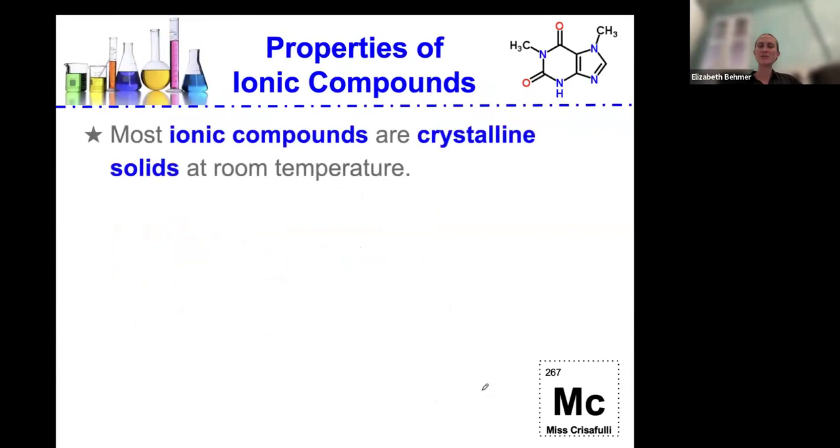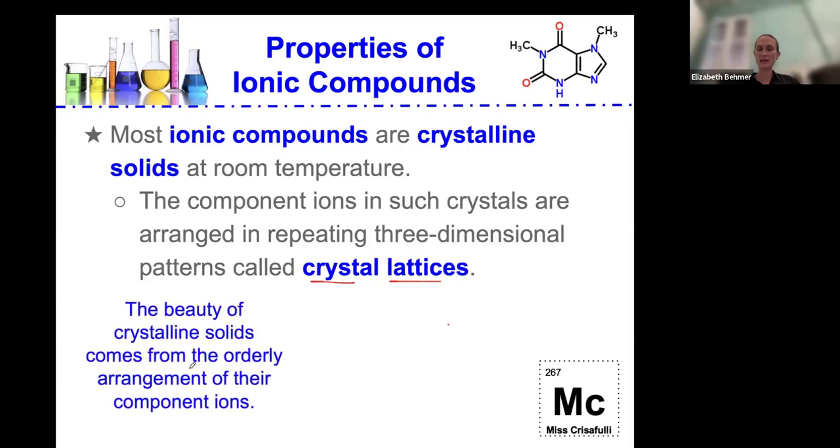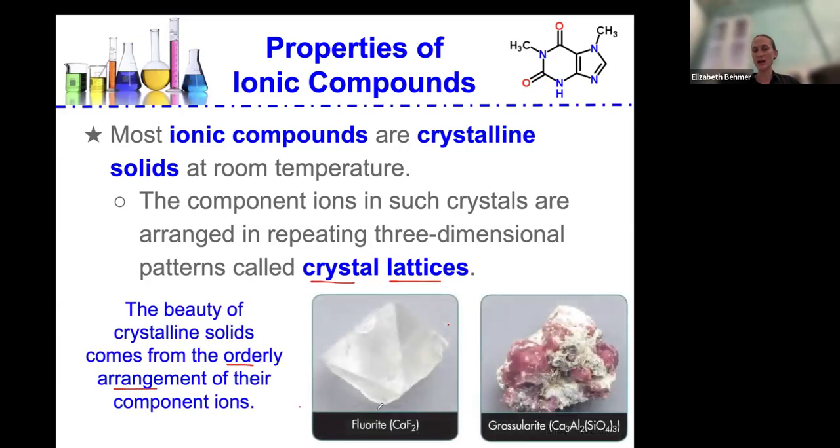Properties of ionic compounds. Most ionic compounds are crystalline solids at room temperature, and the component ions in such crystals are arranged in repeating 3-dimensional patterns called crystal lattices. The beauty of crystalline solids comes from their very orderly arrangement of their component ions. So we can see fluorite, calcium fluoride, and grossularite, which would be calcium, aluminum, silicon, and oxygen. So you get kind of this really pretty crystal structure because of how their components are arranged in these 3-dimensional crystal lattices.